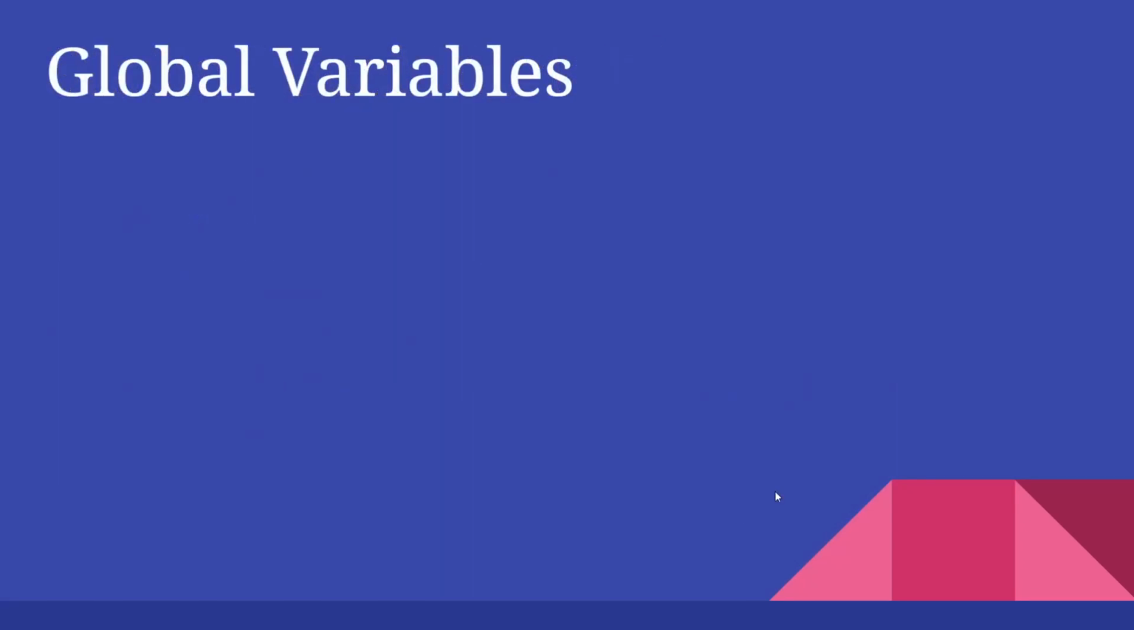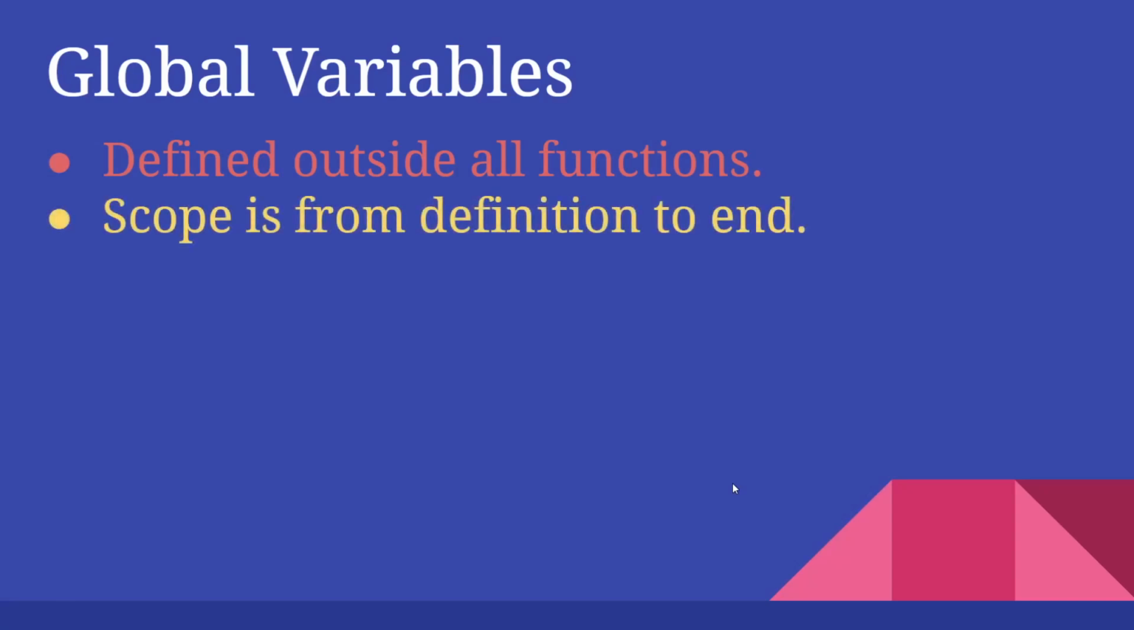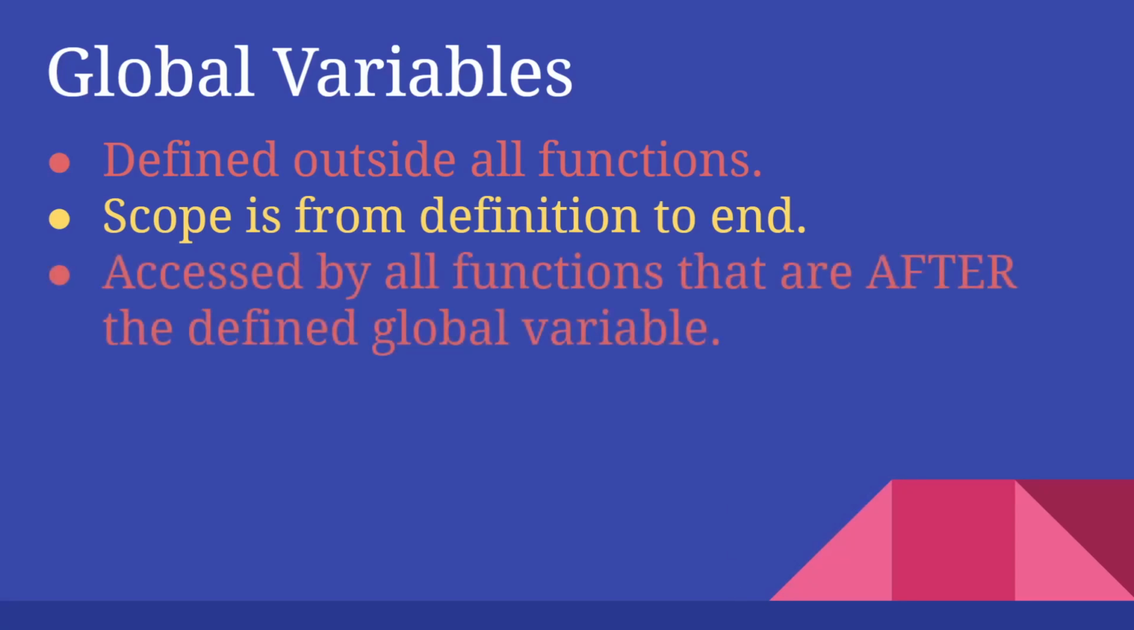So global variables. So global variables, remember, they are defined outside all functions. The scope is basically from the global variable definition to the end. And the global variable is accessible in all functions after the definition. However, there are a few things to note.